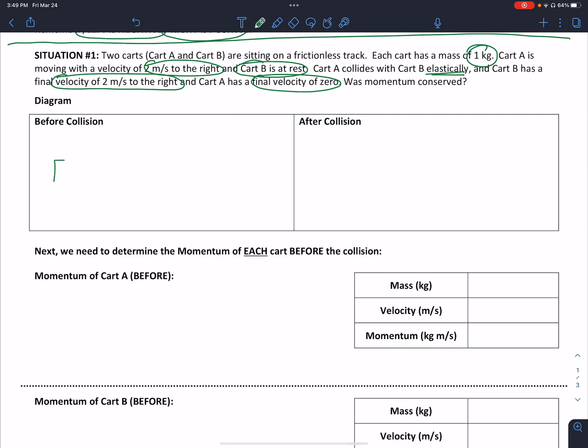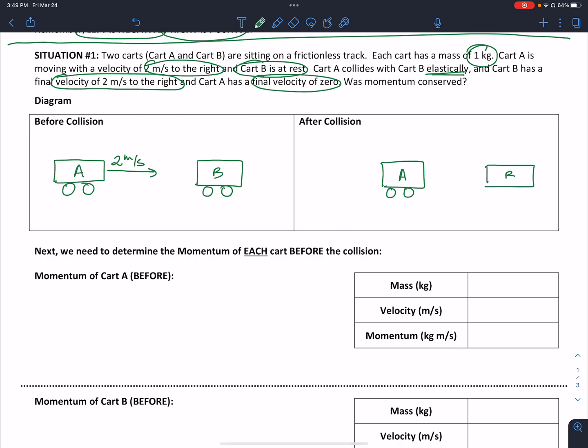So let's start with our diagram. Before, we have cart A moving to the right at 2 meters per second. In front of it is cart B, and according to the problem, it is at rest, so it's not moving. After the collision, cart A has 0 velocity, so it is no longer moving, but cart B is now moving out in front at 2 meters per second. Oh, it needs wheels. There we go. So this is a diagram of our before and after for this situation.